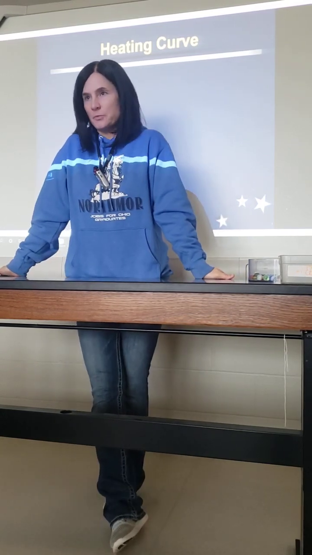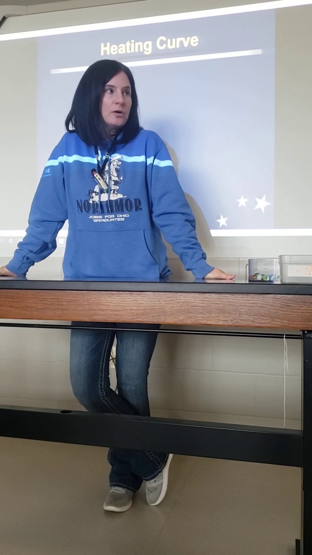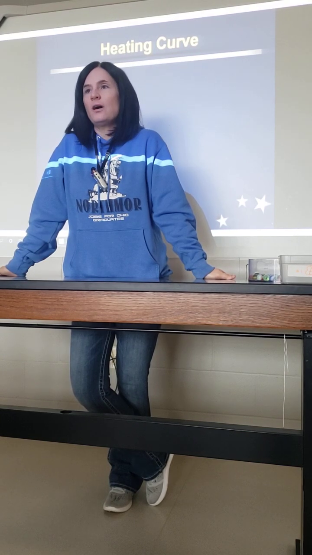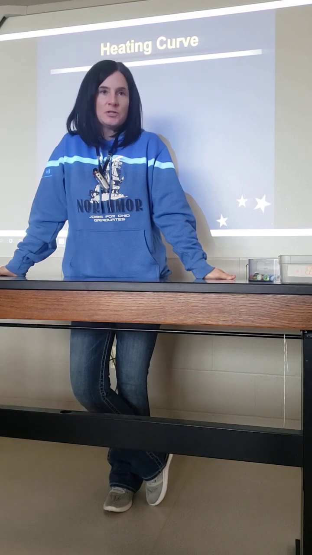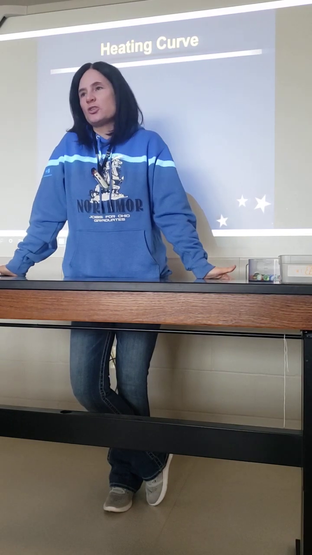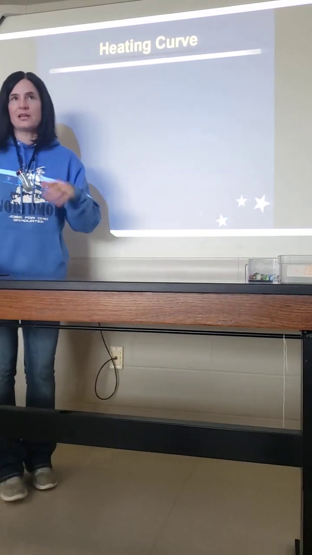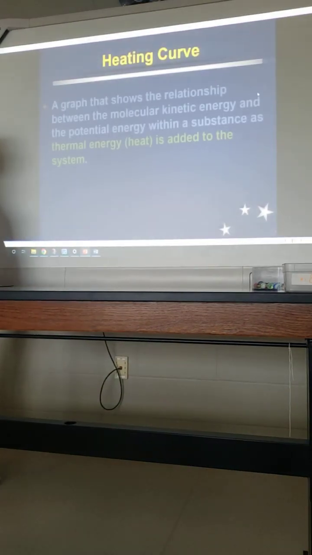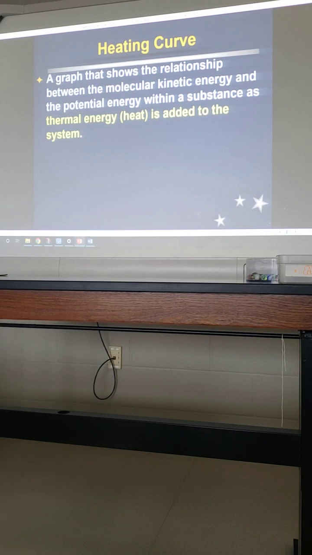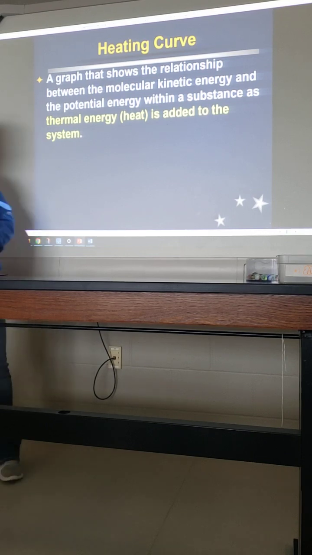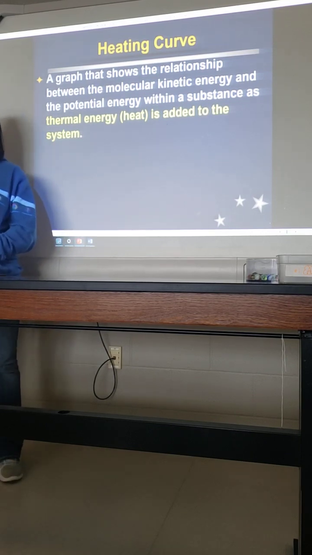And there's two different graphs that we're going to use. The first one that we're going to look at are called heating curves. So obviously the system is getting heated up in a heating curve. That's what a heating curve shows. It's just a graph, but they call it a heating curve instead of a heating graph for some reason. And this is going to show the relationship between the molecular kinetic energy and the potential energy within a substance.